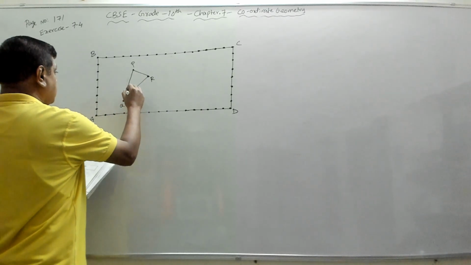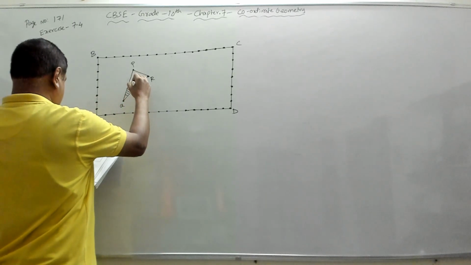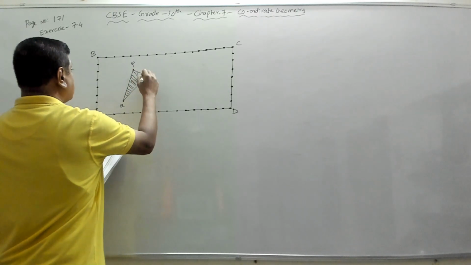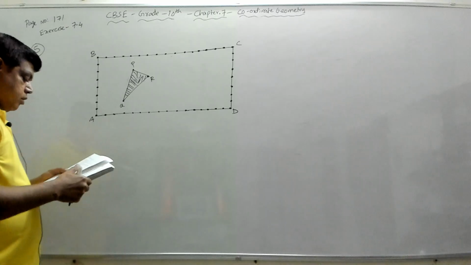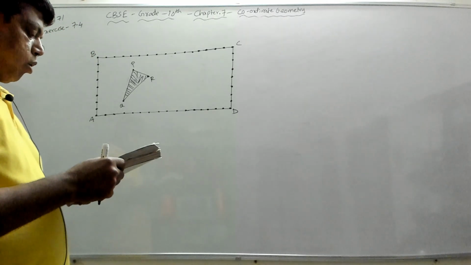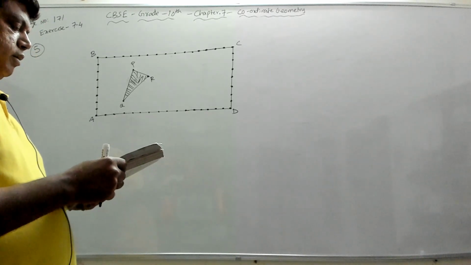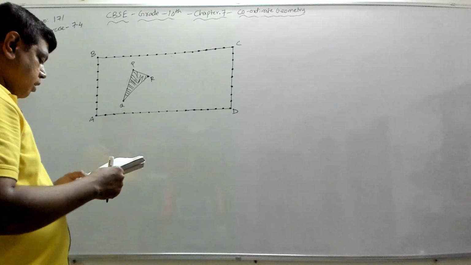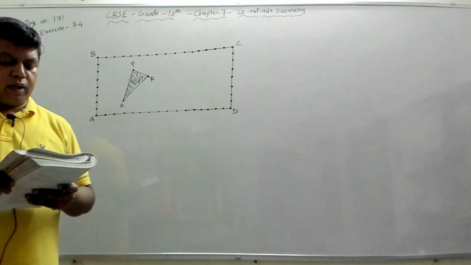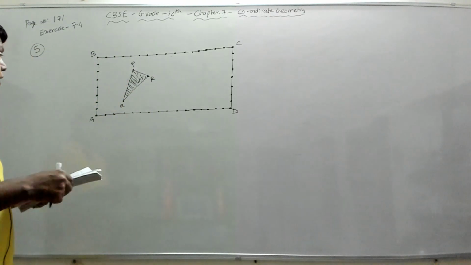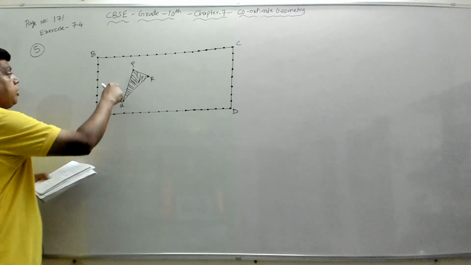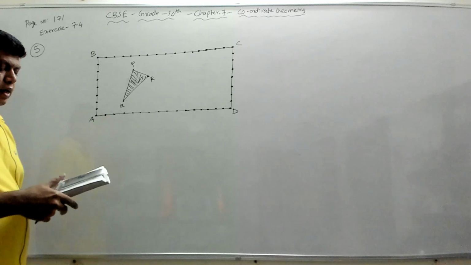So this is the grassy lawn. The students are to sow seeds of flowering plants on the remaining area of the plot. Now, taking A as the origin, find the coordinates of the vertices of this triangle.